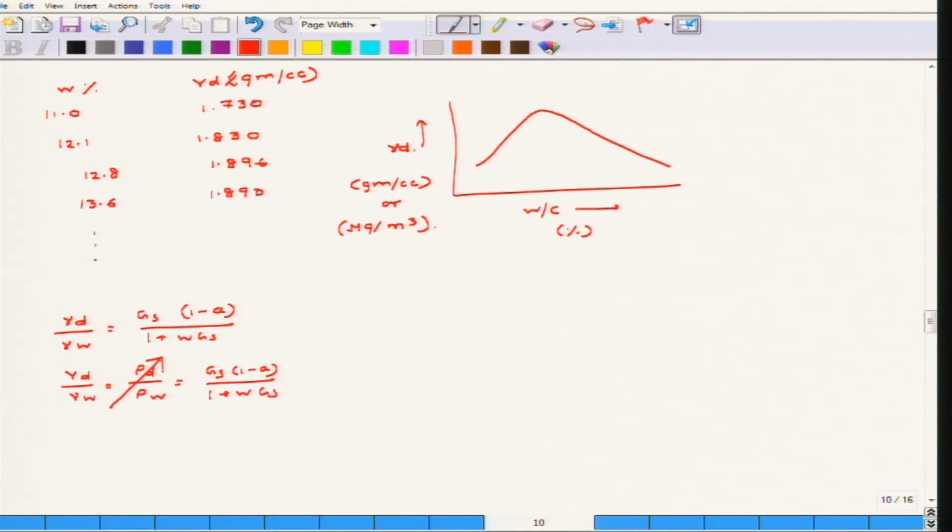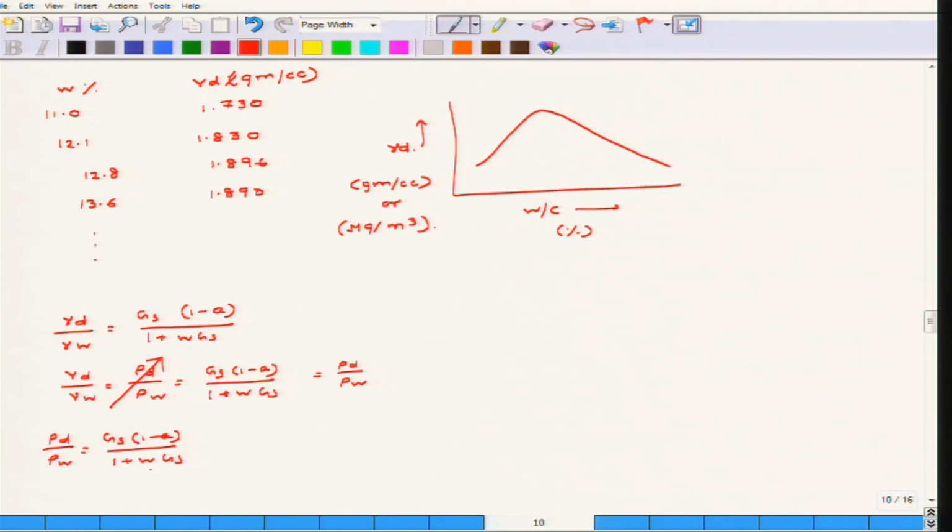This I will proceed with gamma D by gamma W, or you can write it in the format of rho D by rho W, that is rho D by rho W is equivalent to GS into 1 minus A, divided by 1 plus W into GS.